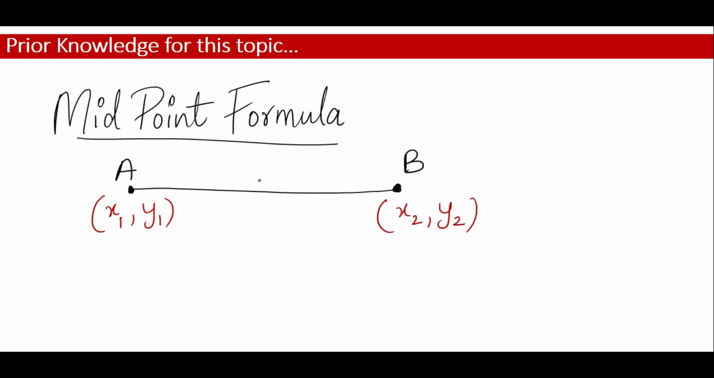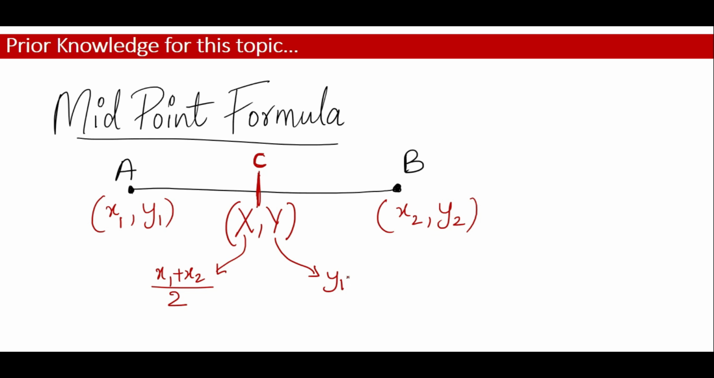Now if you want to find the midpoint, or the coordinates of the midpoint C, which lies exactly at equal distance from A and B, let this coordinate be x comma y. To find x, you add the x coordinates of A and B and divide it by 2. To get the y coordinate of the midpoint, you add y1 plus y2 divided by 2. So this is the midpoint formula.